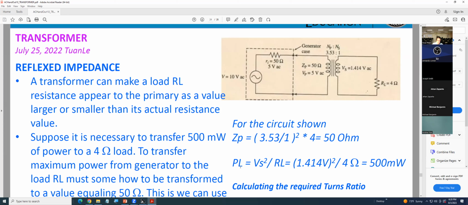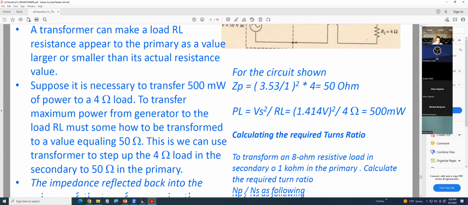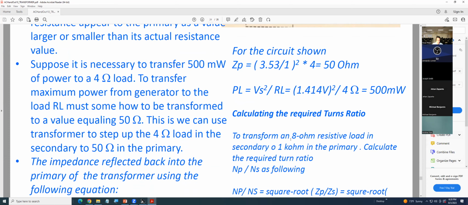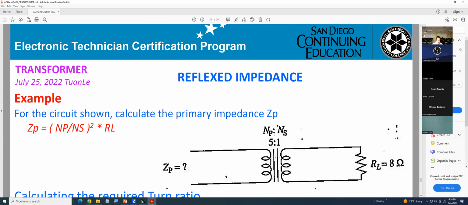And the PL, that means the power at the load. You take V squared divided by RL. V squared, that means the secondary here squared, divided by 4. That you can get maximum. Okay, so basically that has nothing to do with the test. That is basically for engineers when they design the circuit.